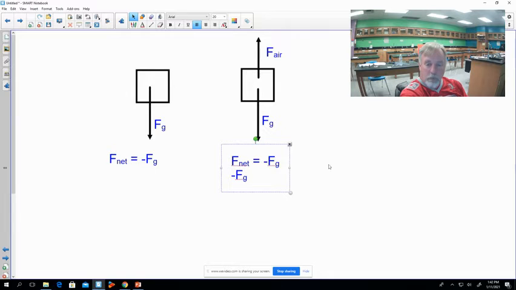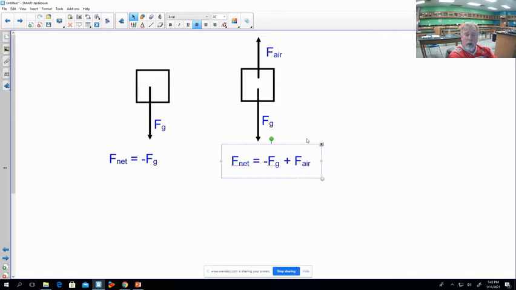What's different here? Oop, I got to make this so it fits a little bit better. This one has a force due to air resistance. Now, what direction is that force facing? It's positive. It's going up. So here we write our equation for our net force. Our air resistance force is going to be positive.